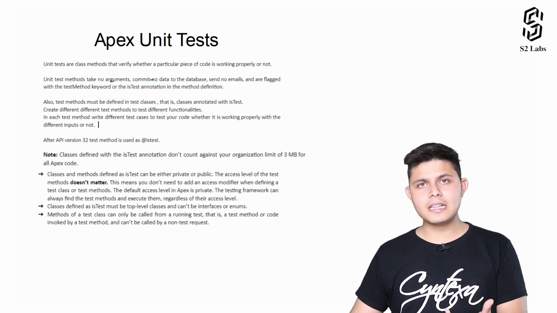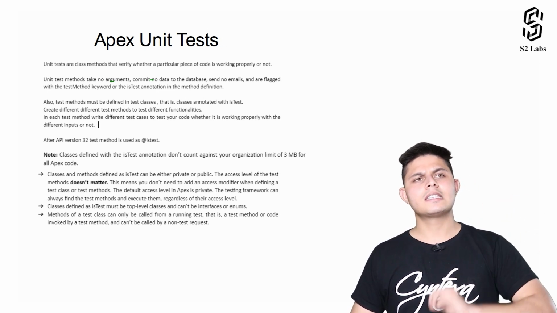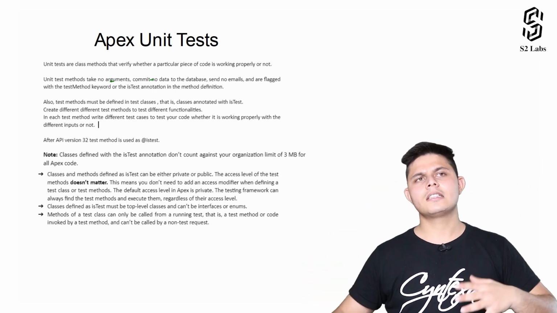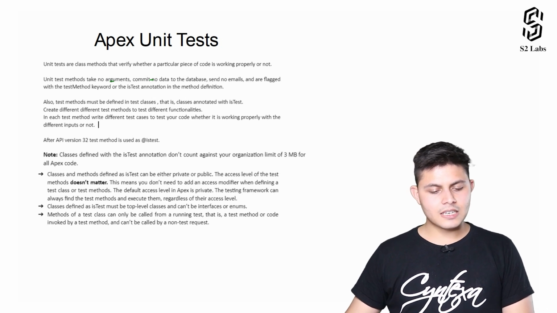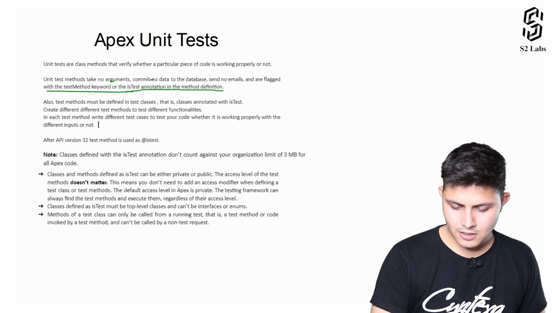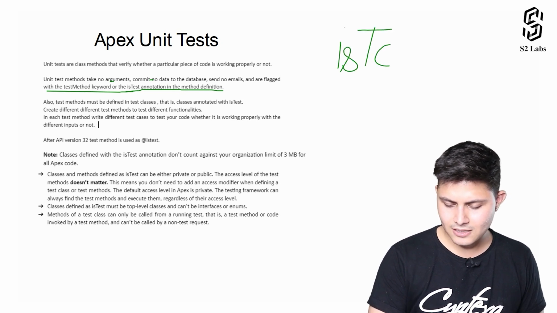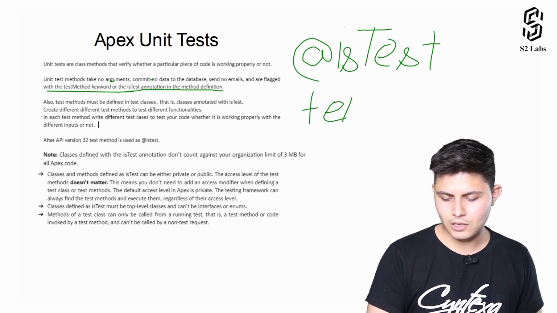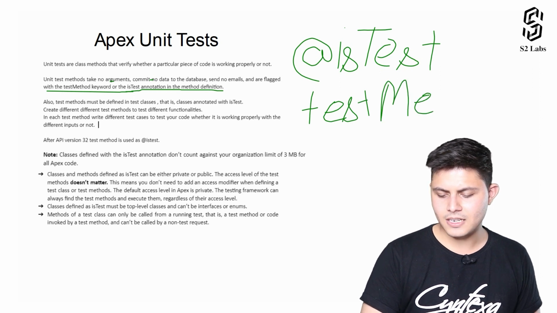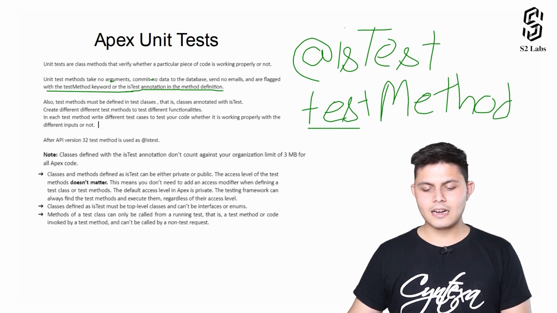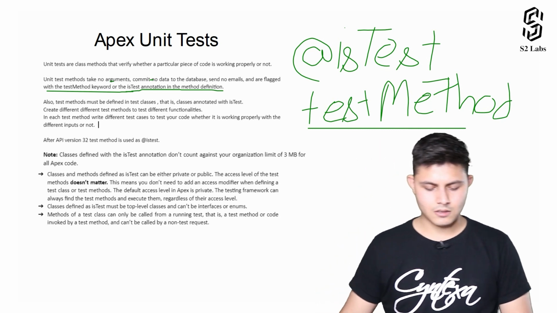Okay, and it sends no emails. Again, if there is a functionality with the help of which you can send an email, and that code gets executed by the test class, then no email will be sent. Unit tests are flagged with the testMethod keyword or the @isTest annotation. So this is important. Whenever you create a unit test, you can mark it with testMethod or with the @isTest annotation, anything that you feel correct.